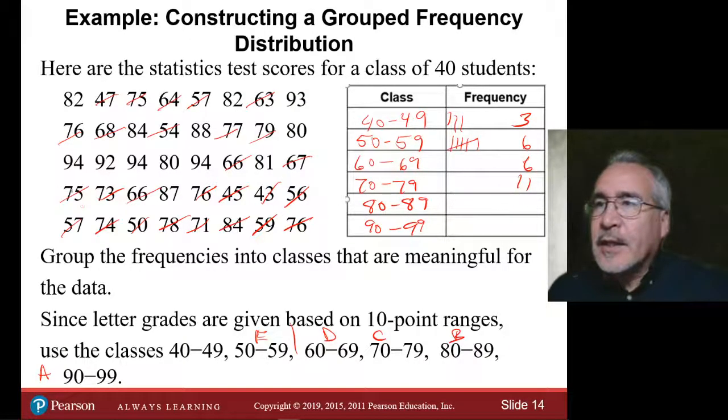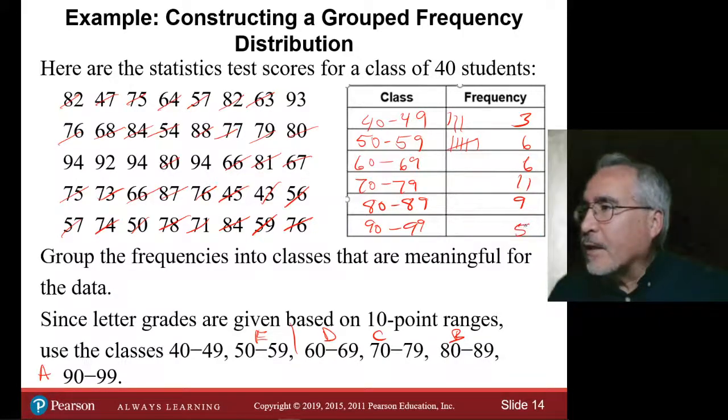80 to 89. So there's 1, 2, 3, 4, 5, 6, 7, 8, 9. It's good, we want people up in the higher. And then we could just count the 90s. There's 1, 2, 3, 4, 5. Okay, so that's what I got there.